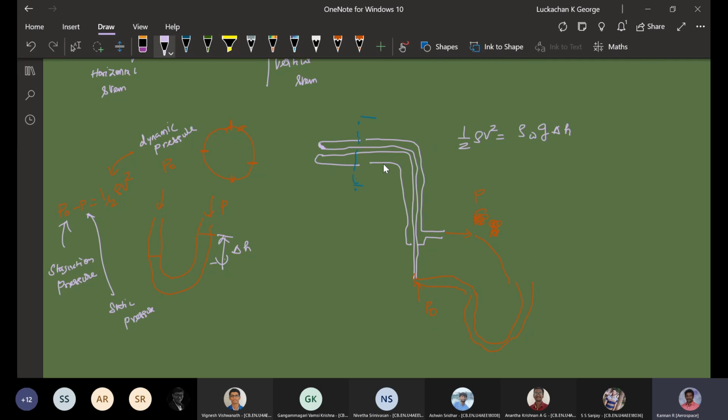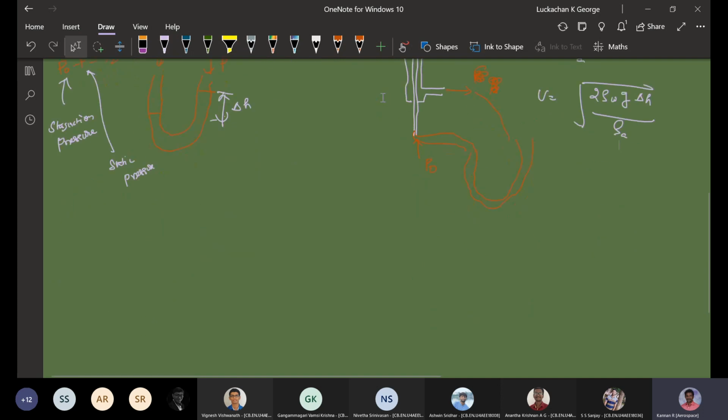Okay. So we can find out your V square as 2 rho W G delta H, divided by whatever the fluid is here, if it is air, rho A. So V is equal to square root of 2 rho W G delta H divided by your rho A. So you can find out your velocity. From the dynamic pressure you can find out your velocity also.